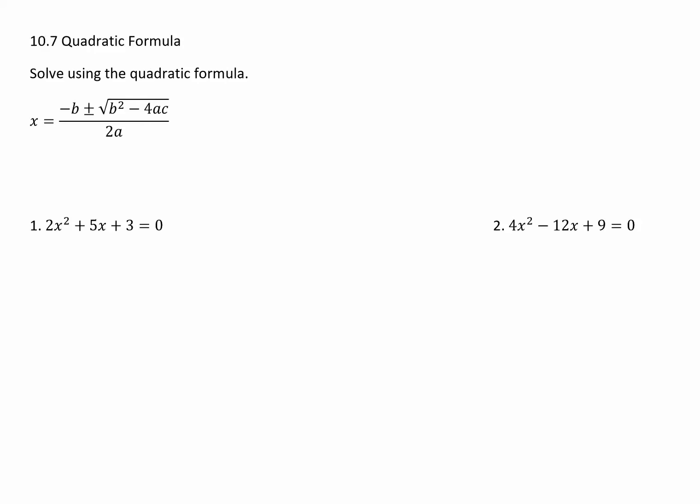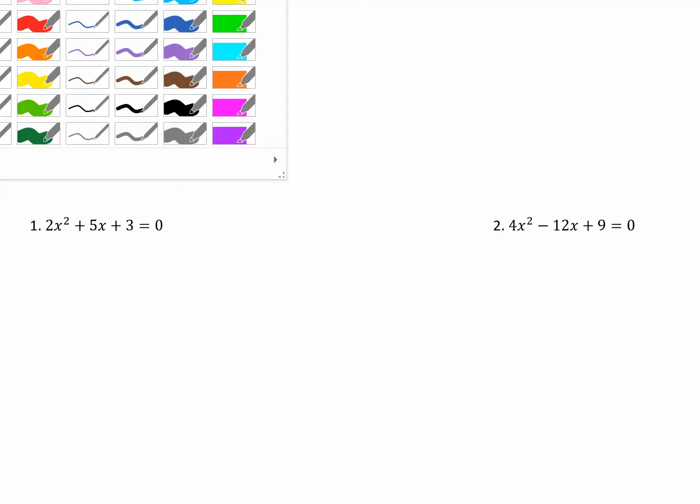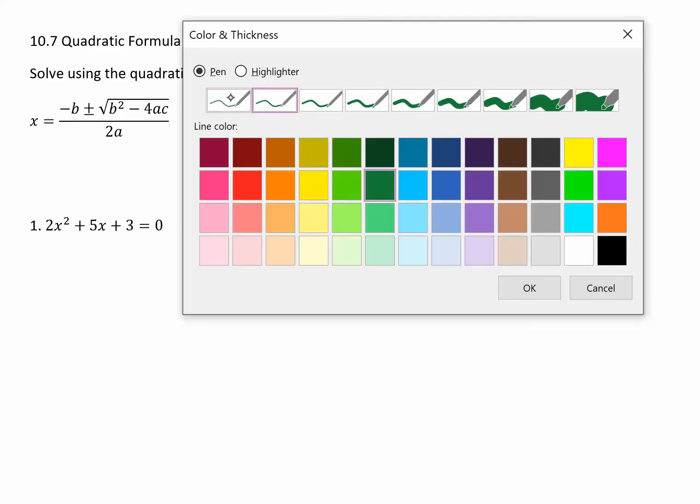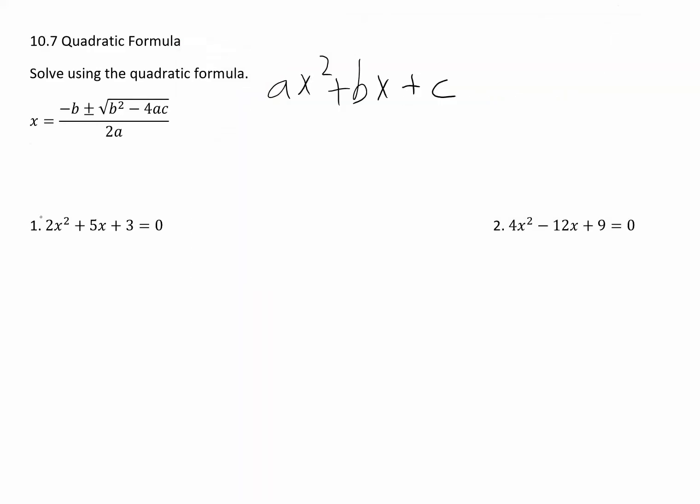All right, so what we need to do first is we need to identify A, B, and C. Now remember, these are all in standard form. So if you remember standard form, you have ax squared plus bx plus c. So when I identify right here A, B, and C from my equation, I want to say A equals 2, B equals 5, and C equals 3.